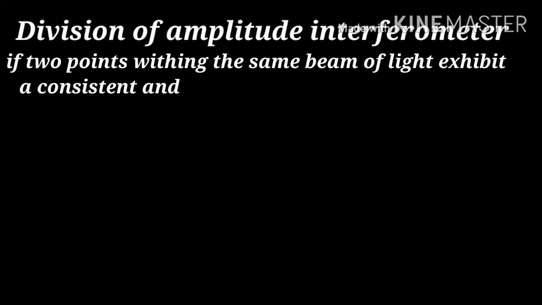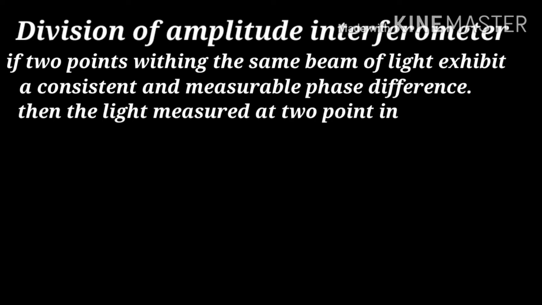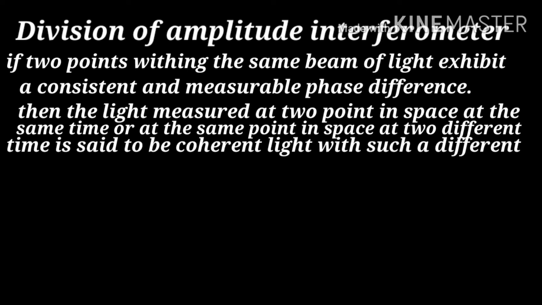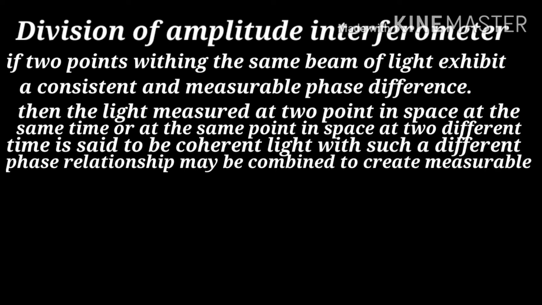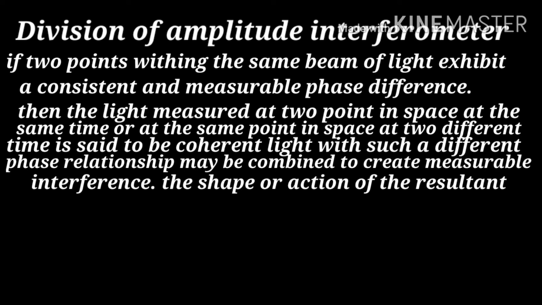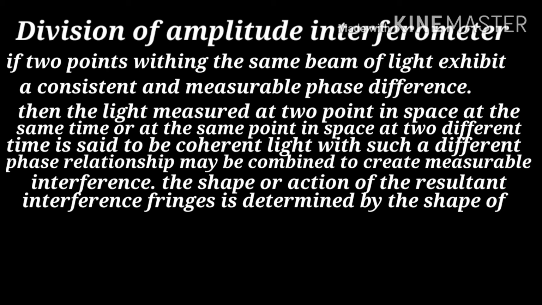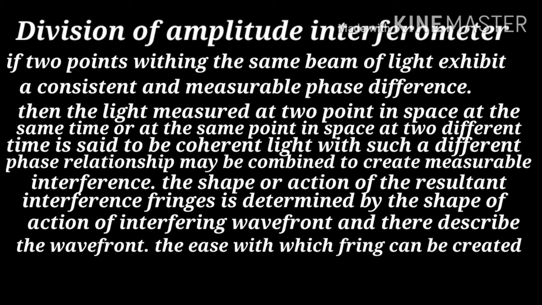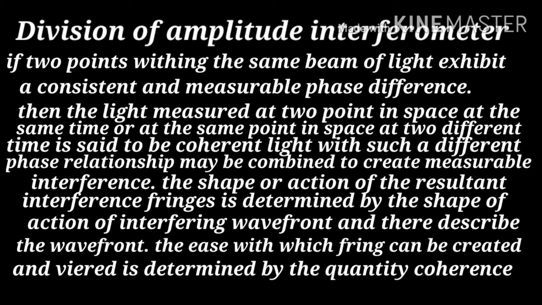If two points within some beam of light exhibit a constant or measurable phase difference, then the light measured at two points in space at the same time, or at the same point in space at two different times, is said to be coherent light. If such a phase relationship exists, the waves may be combined to create measurable interference. Hence, the shape of the resultant interference is determined by the shape of the interfering wavefronts, and the fringes that can be created vary and are determined by the quantity of coherence.